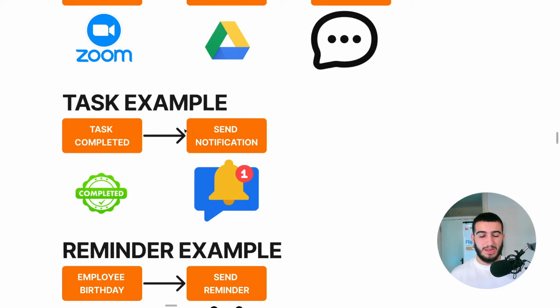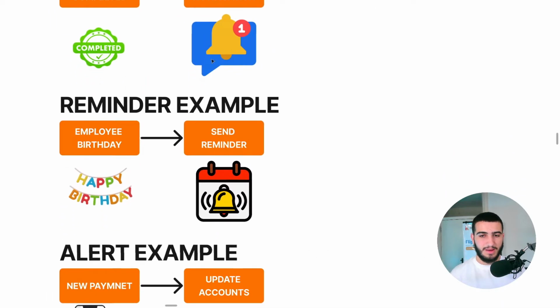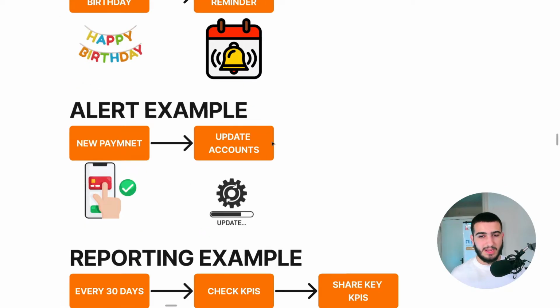Another one is, let's say you just finished a task in your project management system, task management system, whatever you're using. If you mark that as complete, you can set up an automation that automatically sends a notification to a specific team member to let them know they can review your work. Similar exact thing for reminders. Let's say it's someone's birthday. You can set up an automation that whenever that birthday comes around, it sends a reminder to the team members so no one forgets. Similar thing on the alert side of things. Let's say you get a new payment. I know a lot of agencies actually have this.